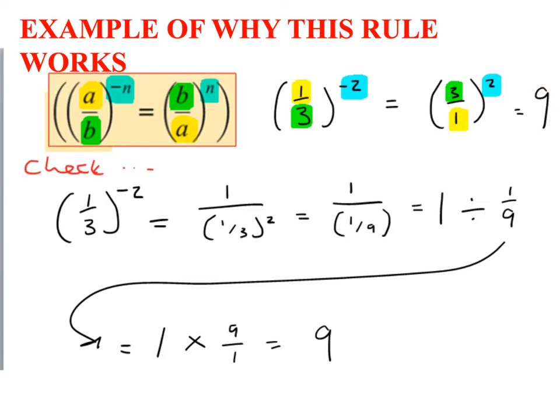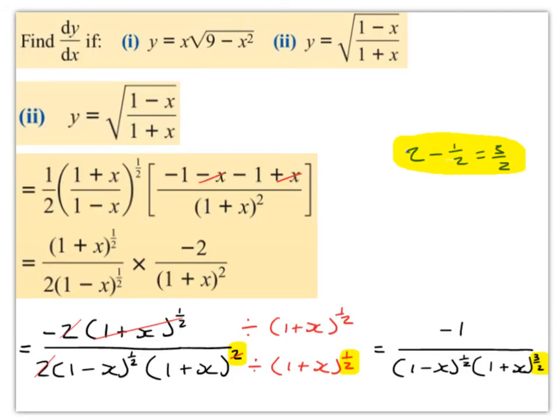So let's check. A third to the power of minus 2 is the same thing as 1 over a third to the power of positive 2, that's one of our indices laws. A third squared is a ninth, so we get 1 over a ninth, which is the same thing as 1 divided by a ninth, which is the same thing as 1 multiplied by 9 over 1, so we turn our fraction upside down, change divide to multiply, and that again gives us 9. So just an example of how this rule is true. So back to our question.